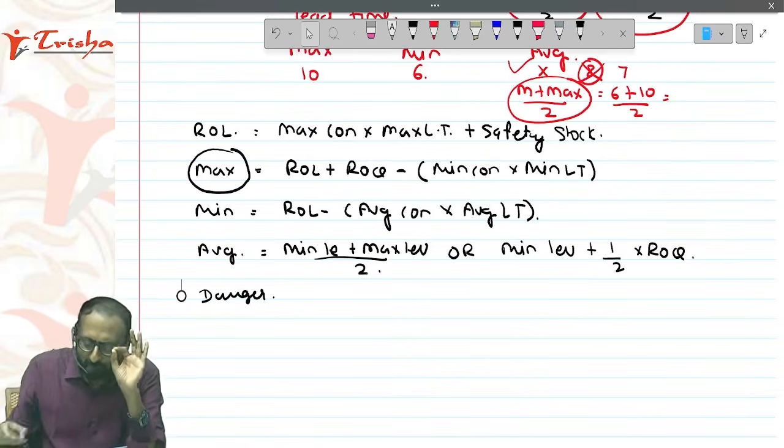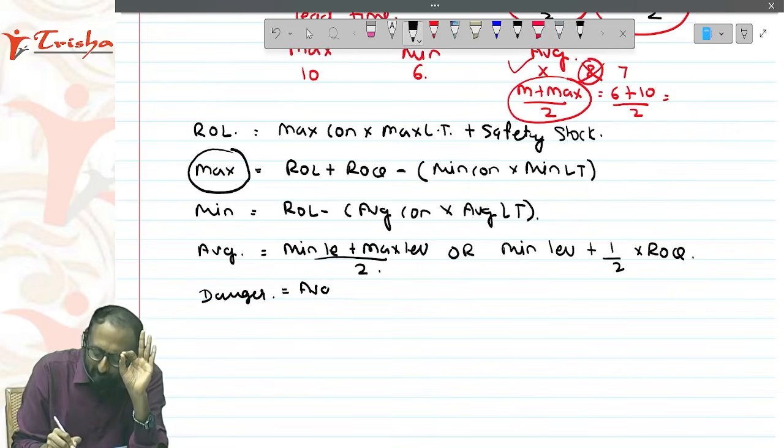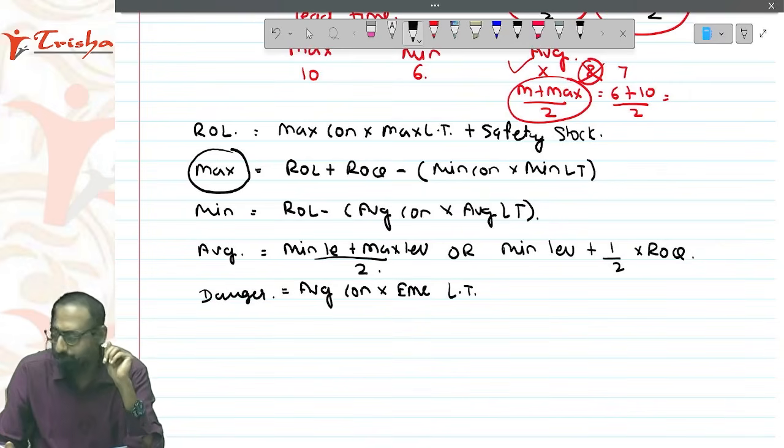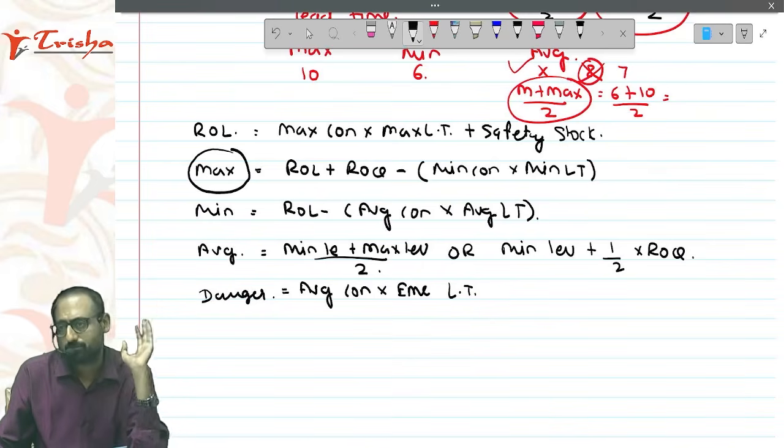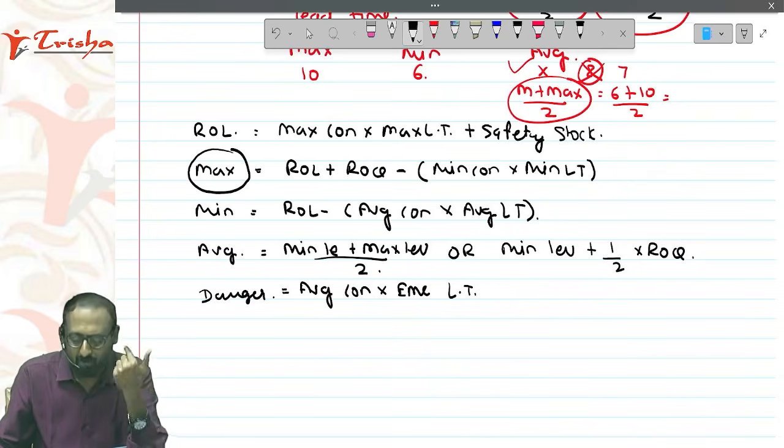So the danger level formula is very simple: average consumption multiplied by emergency lead time. What is your formula, Sirji? Average consumption multiplied by emergency lead time. Emergency lead time is how much urgent time you require to get an order. Yes, sir.